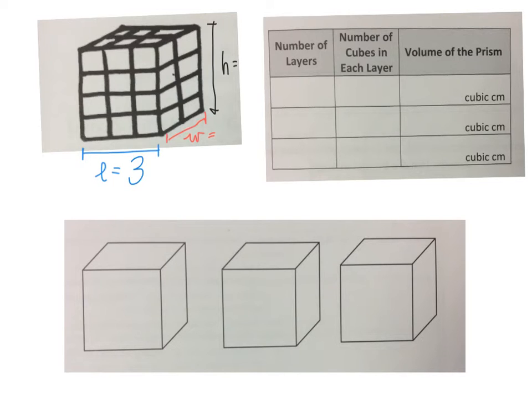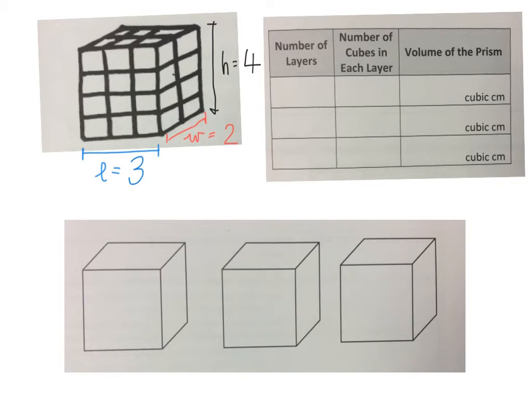We call the width or the depth. Width is another word for depth. So how many cubes deep is this figure? 2. Okay, so the width is 2. And the height, that's how tall the figure is. How many cubes high is it? 4. So the height is 4. Okay, so go ahead and label those 3 dimensions.